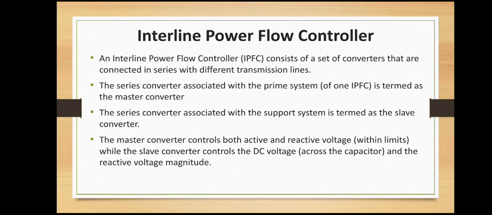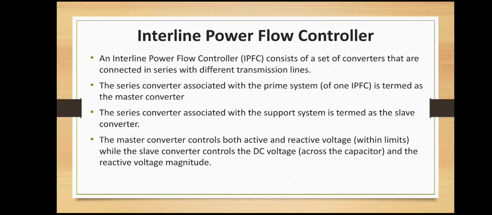An IPFC with two converters compensating two lines is similar to a UPFC in that the magnitude and phase angle of the injected voltage in the prime system can be controlled by exchanging real power with the support system. And the main basic difference with the UPFC is that the support system in the latter case is the shunt converter instead of a series converter.